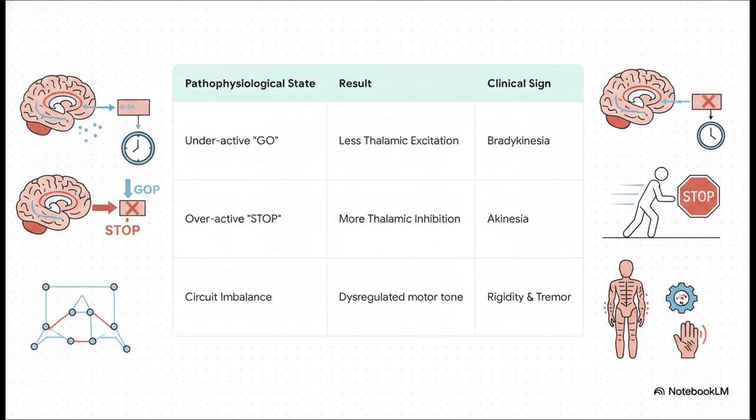The underactive go pathway means less excitation going back to the cortex. That's what causes bradykinesia, or slowness of movement. The overactive stop pathway means the thalamus is being inhibited way too much, which leads to akinesia, that difficulty just getting a movement started. And this whole circuit imbalance is what causes the rigidity and the tremor.